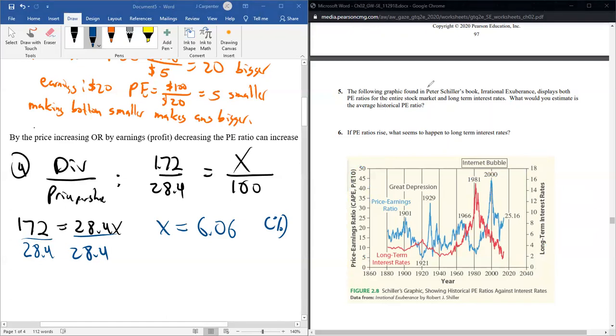The point of this problem: the following graphic displays PE ratios, so those are in blue, and long-term interest rates that are in red. How can you tell? Look at the colors of the words. What would you estimate is the average historical PE ratio? The PE ratios are based on the left numbers where it says PE ratio. So this is about a 20, this is about a 25, this is about a 32, 33, somewhere like that. Up here at 2000, it's about 45.